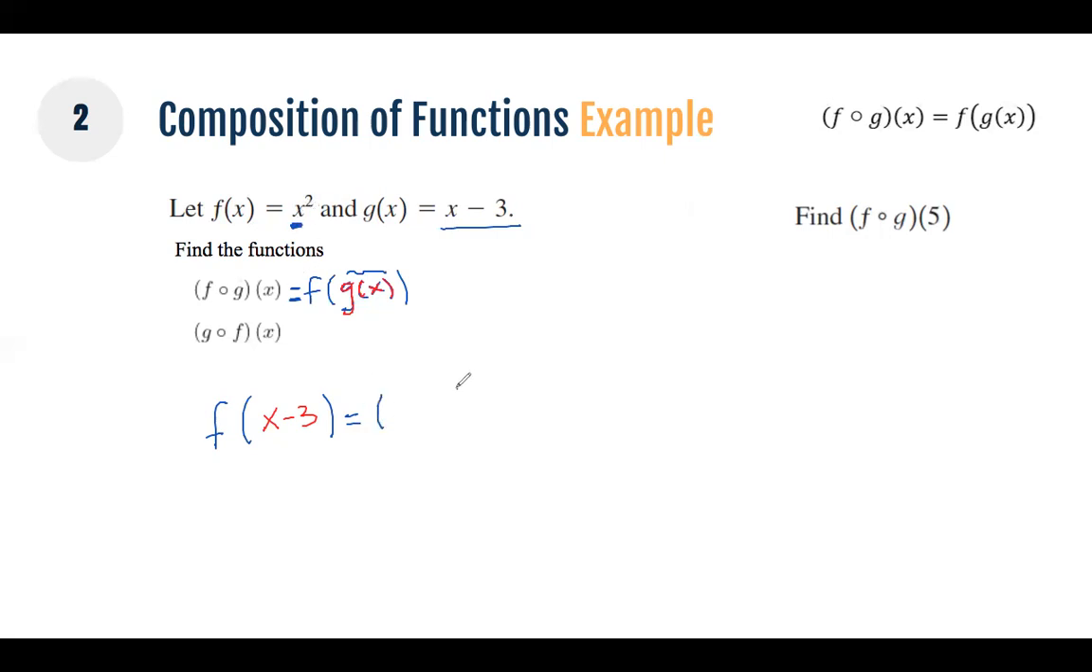So we're going to square it, and because we're changing every x into x minus 3, this is going to be x minus 3 squared. And we can just leave it like that, and we have the answer. We can square it. We can say that this is equal to x minus 3 squared, and you can also say that this is equal to x squared minus 6x plus 9.